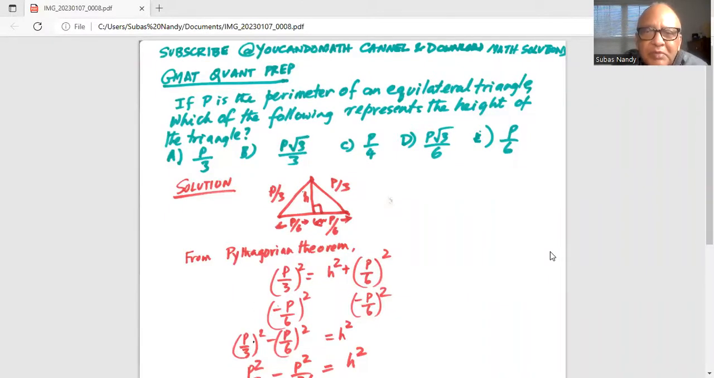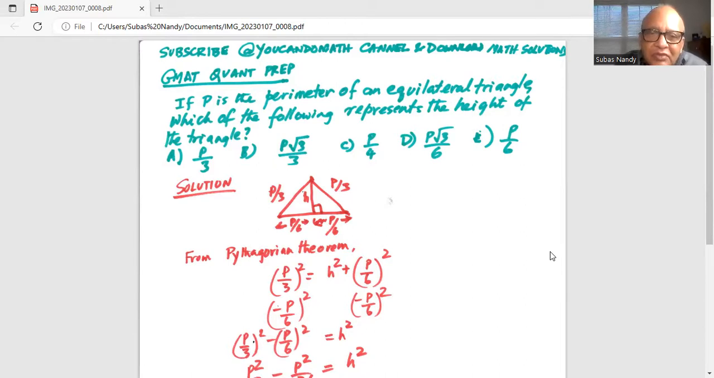If P is the perimeter of an equilateral triangle, which of the following represents the height of the triangle? There are five options. Now, perimeter is the sum of three sides. If the perimeter is P, then the sum of the three sides is P. So each side is equal to P over 3. That's what I have indicated in this equilateral triangle. An equilateral triangle has three equal sides, and the interior angle of each angle is 60 degrees.